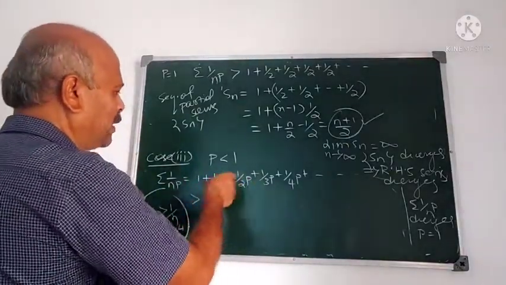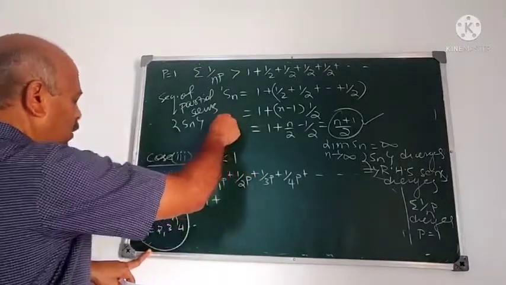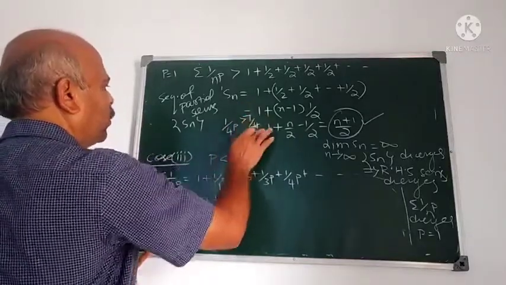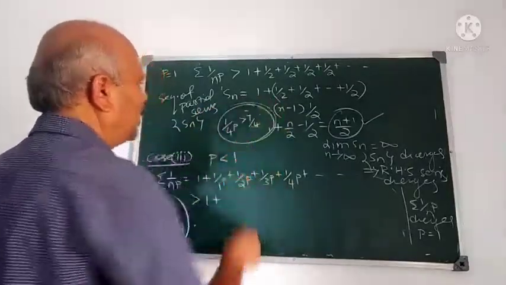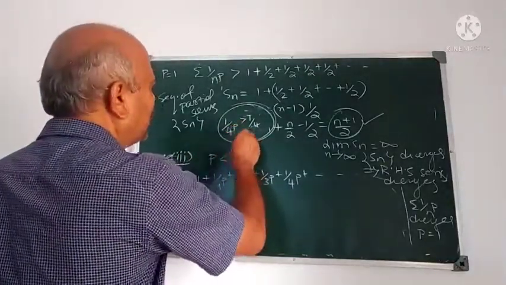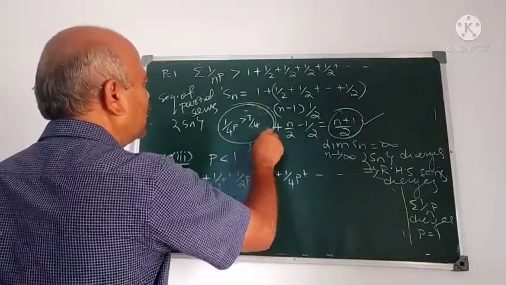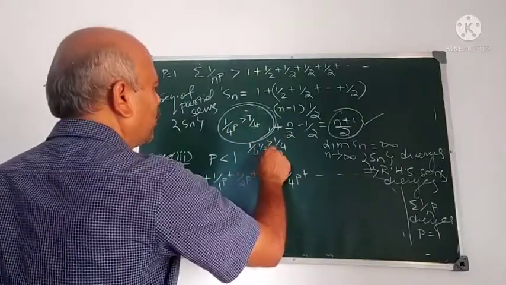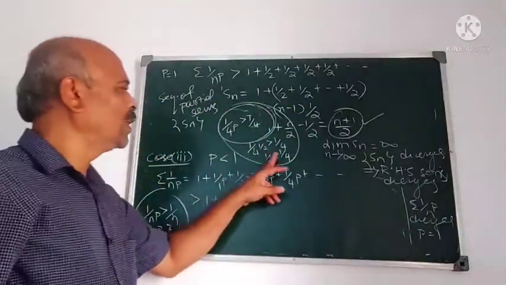Can I give any example here? Say 4. 1 upon 4 raised to p is greater than 1 upon 4 because p is less than 1. I take one case here: p is half. Then what happens? 1 upon 4 raised to half is greater than 1 upon 4. I explain this because it is true here: 1 upon 2 is greater than 1 upon 4, correct?